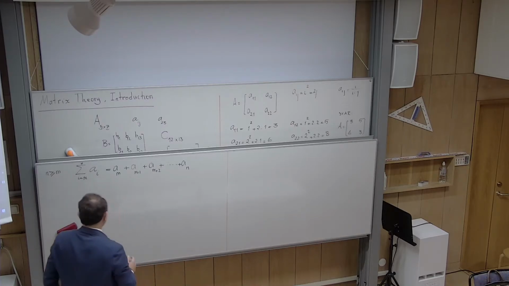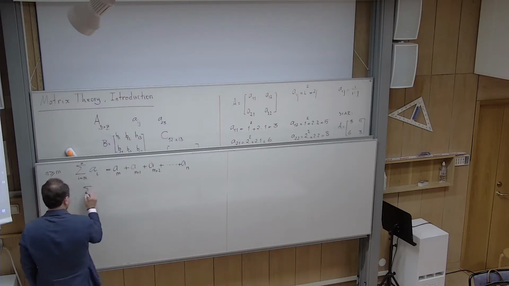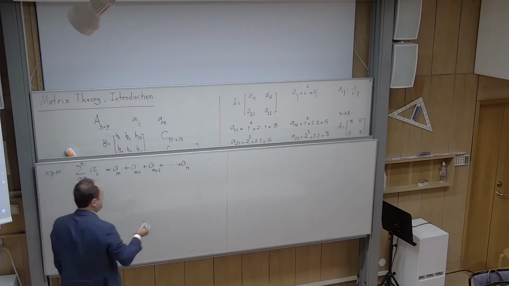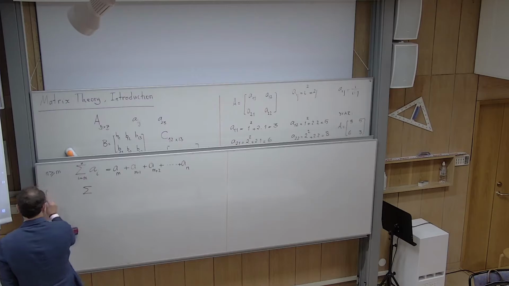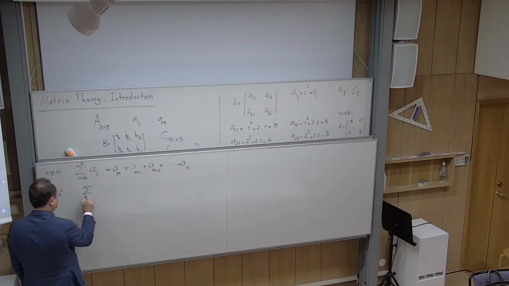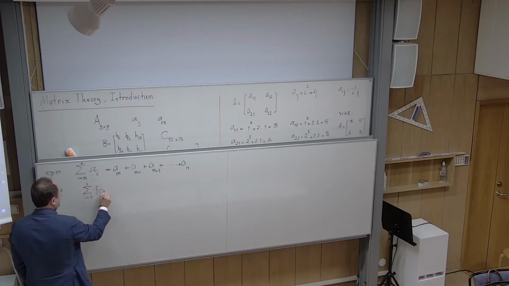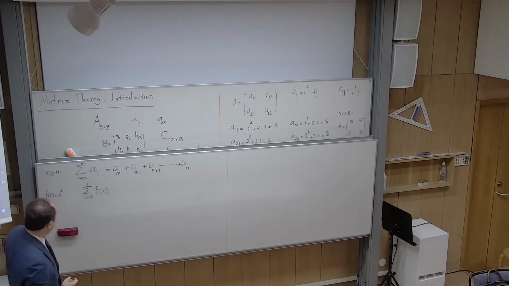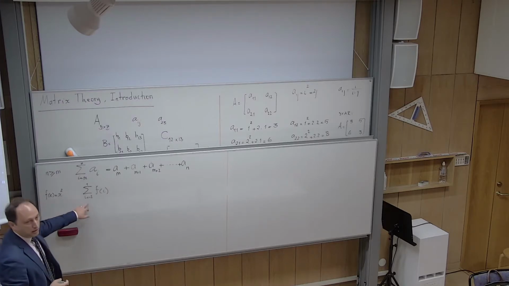You can have negative numbers. Yes, for example, you can have sigma. Let me consider a function. Let me give you a function, f of x equals x squared, for example. And then I write this sigma, i goes from minus 2 to 1, f of i. I ask you, if this is the function, calculate this sum.